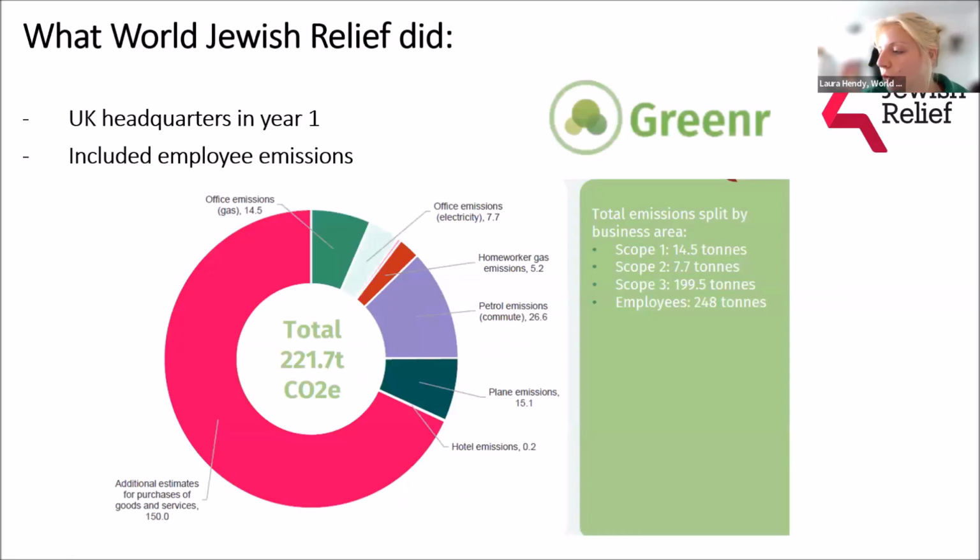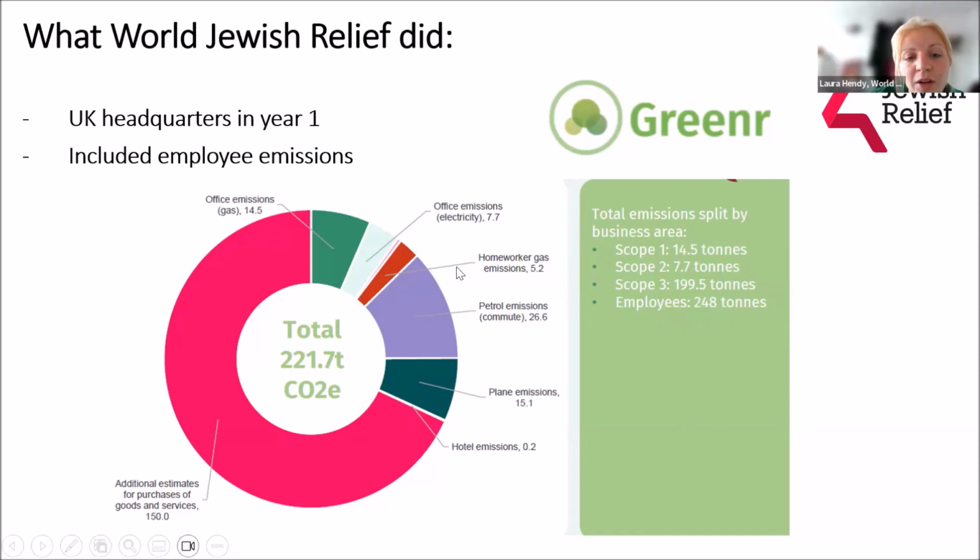So I won't dwell too long on this because I think Becky's covered this topic really nicely, but just to show you what World Jewish Relief did when we first tried to measure our emissions. We went with an organisation called Greener, who helped us understand the process, collect the data, and then they told us what our emissions were. So you can see here on the screen, they broke it down for us into our scope 1, our scope 2 and our scope 3 emissions, and then our emissions that we might be responsible for from employees. And then they showed us how that broke down.